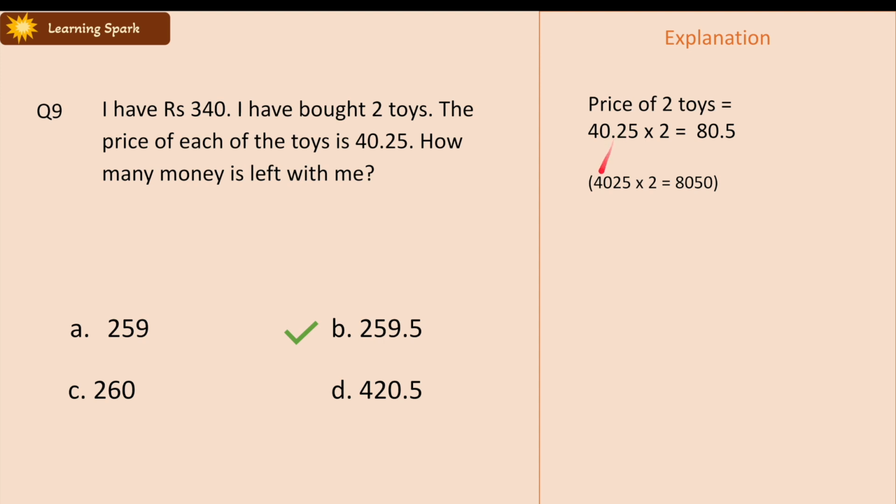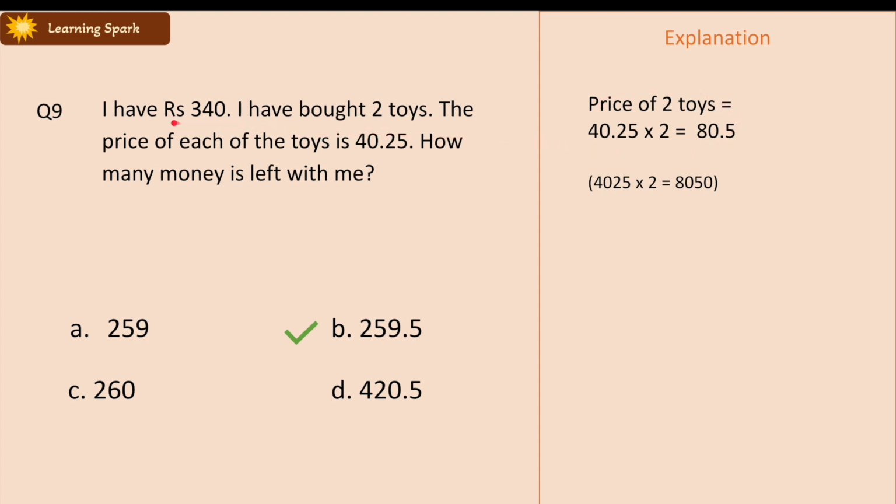I'm just repeating this. 40.25, you can ignore the decimal, so it becomes 4025, and you just multiply it by 2, so it becomes 8050. Then we start putting the decimal, and here the decimal is two places left, and here there is no decimal at all. So in the final answer also, the decimal will be two places towards the left, starting from the extreme right, 1, 2, so it becomes 80.5. That's the price of two toys.